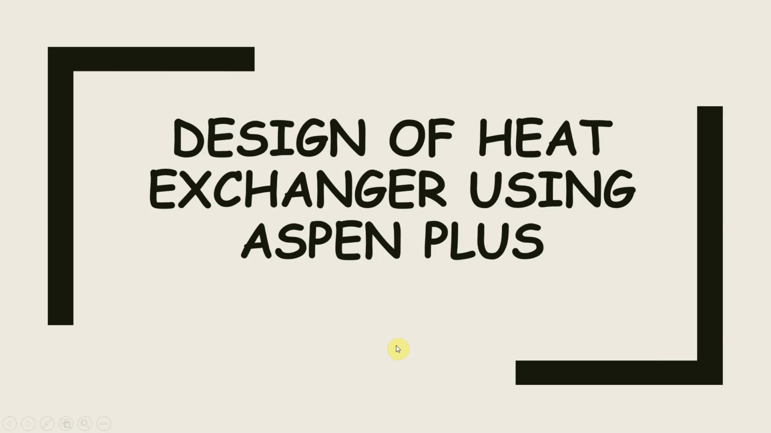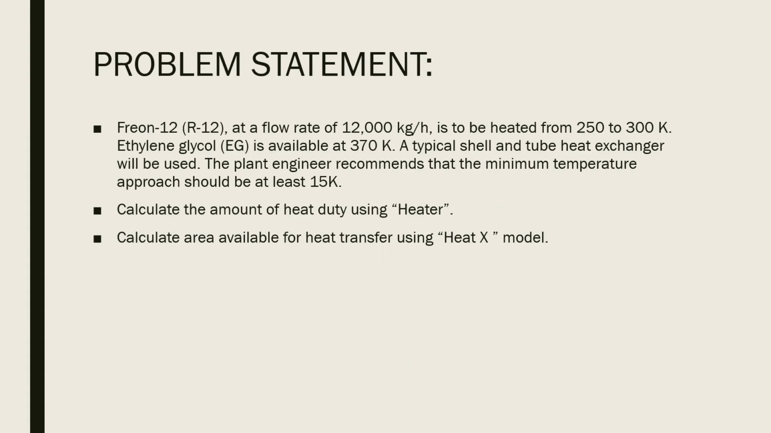Today we will design a heat exchanger using Aspen Plus. Let us first understand the problem statement. So we have two streams, one is Freon 12 and another one is ethylene glycol. The conditions are given. So Freon 12 at a flow rate of 12,000 kgs per hour is to be heated from 250 Kelvin to 300 Kelvin, and ethylene glycol is available at 370 Kelvin.